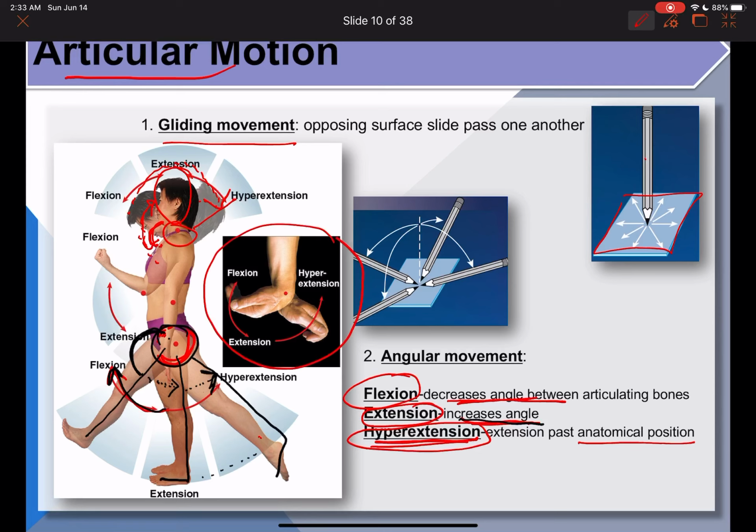Same thing with our wrists. We can do that as well. Flexion, angle small. Extension, somewhat a little bigger when your hand is right here. And then hyperextension, all the way backwards. Okay.